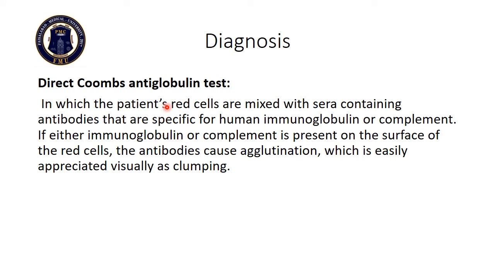For the diagnosis of immunohemolytic anemias, direct and indirect Coombs test is routinely advised. In the direct Coombs test, we determine the presence of immunoglobulin and complement which are present on the surface of red blood cells.